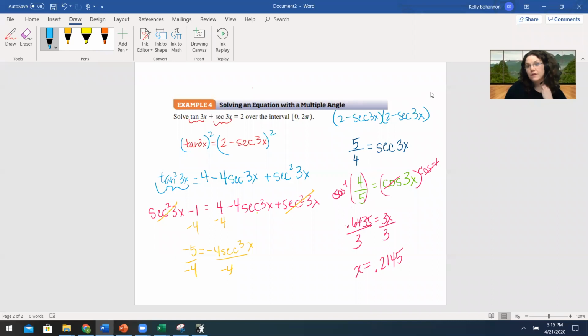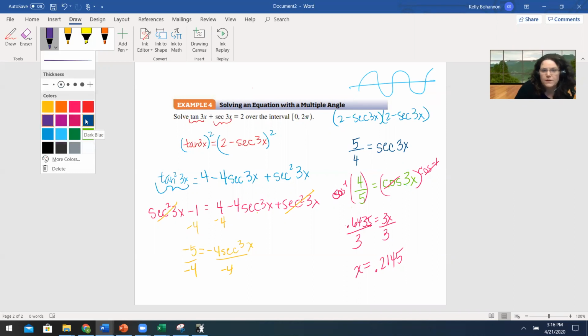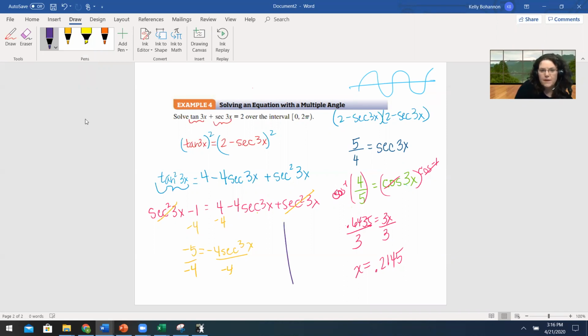All right, so we know there's other answers because cosine, remember, crosses multiple times. And we also know that this has changed. This causes a horizontal compression, which means it's actually going to cross more often than you think. So I have to find my other results. This could be a little bit confusing, so stay with me here. This is one of those things that I think is easier in radians. Remember, we were looking for cosine of positive 4/5.